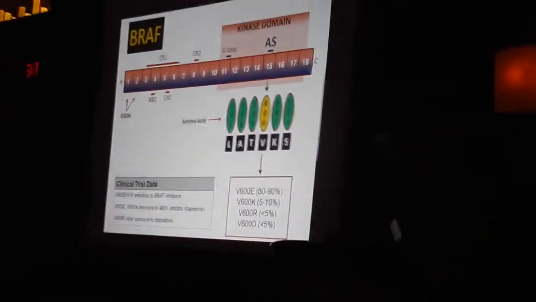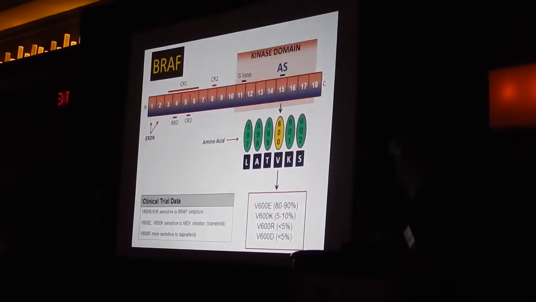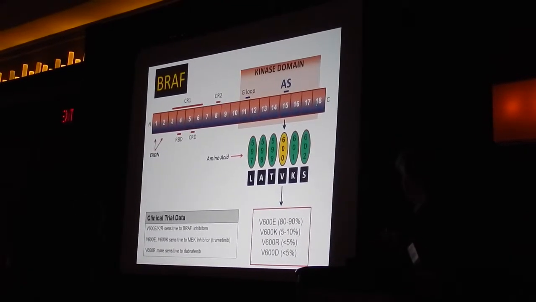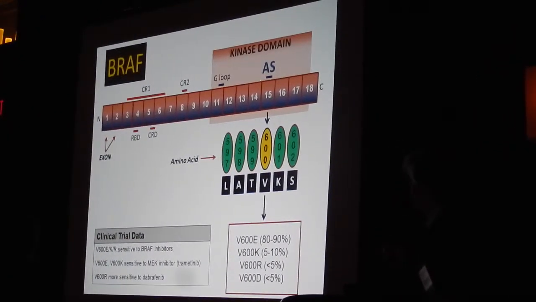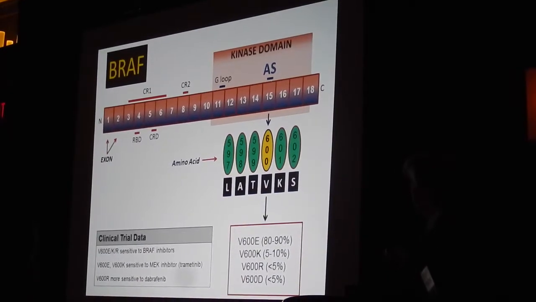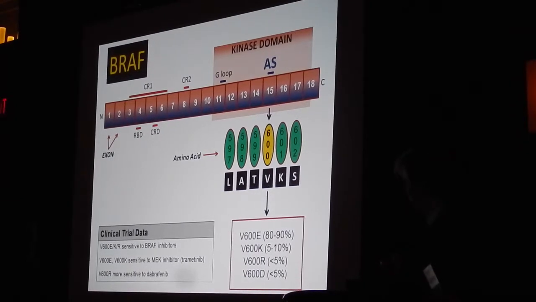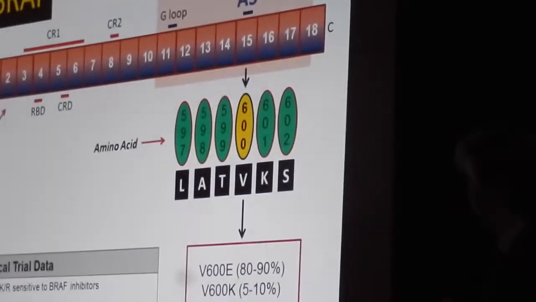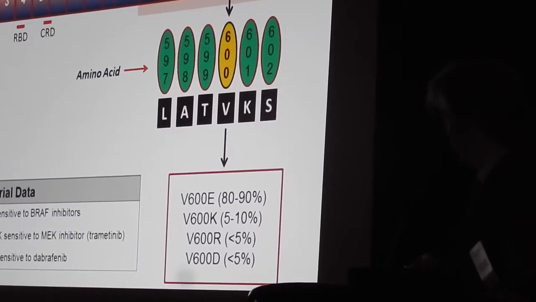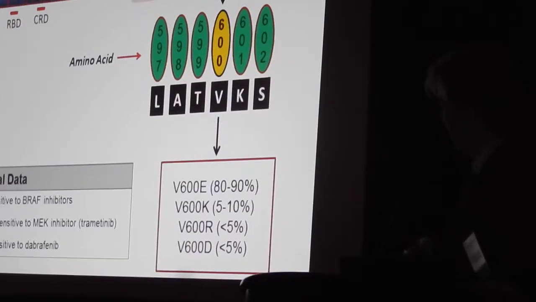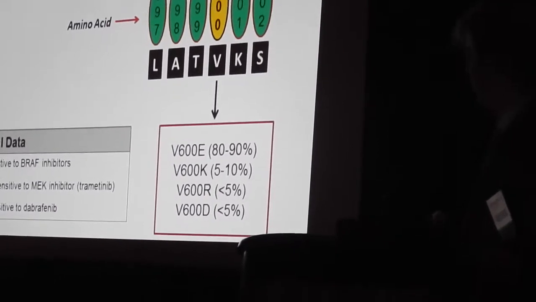So BRAF is a very important gene. This is the serine threonine kinase. It's downstream of the RAS gene in the MEK kinase signaling pathway. It has 18 exons, and in exon 15, there's an activation site within the kinase domain. And within this exon, there's an amino acid at position 600, and it's normally a valine. In melanoma, this valine is typically substituted due to a point mutation, a single nucleotide variation, to a glutamic acid, and that's about 80 to 90%. Less commonly, it can be changed to a lysine, an arginine, or an aspartic acid.